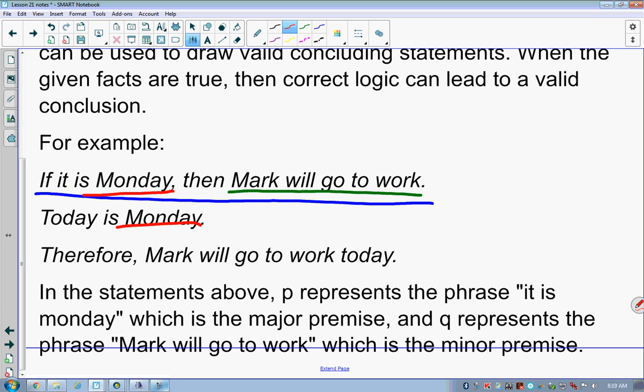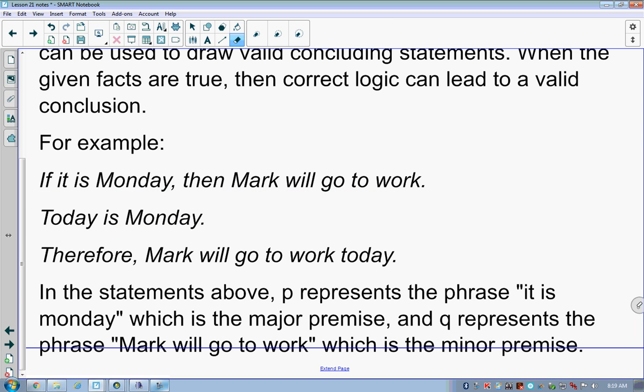If this statement is ever attached to the minor, it's not necessarily true. All right, in the statement above, P represents the phrase "it is Monday," which is the major premise, and Q represents the phrase "Mark will go to work," which is the minor premise.